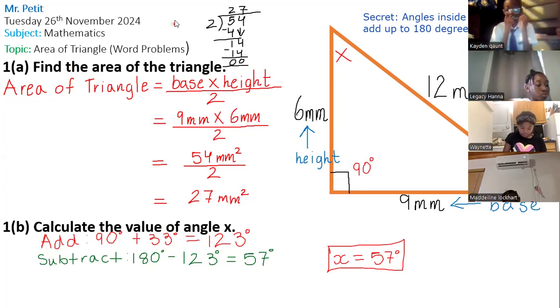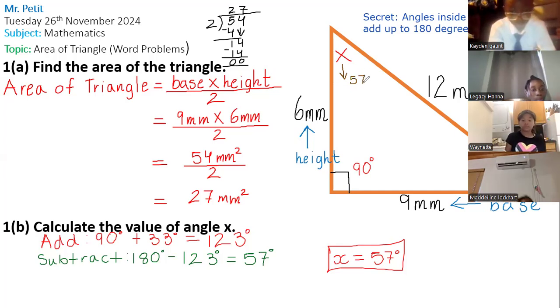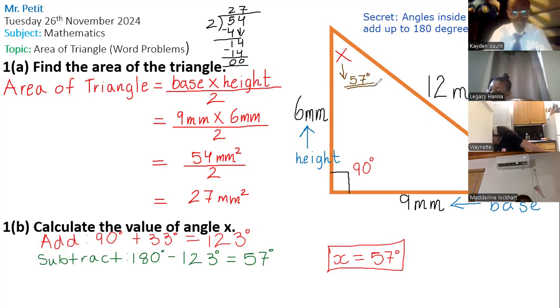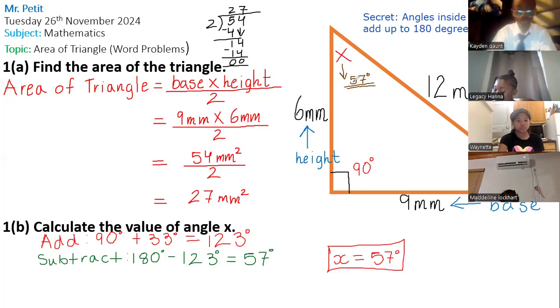So what does that mean? That means that x is 57. So let me put 57 right here. 57 degrees. And so that means that 57, 90, and 33 all add up to what? If we add 57, 90, and 33, all of them should add up to what? 180 degrees.